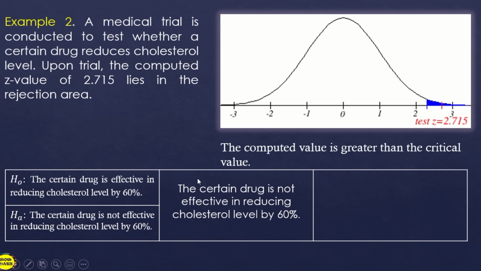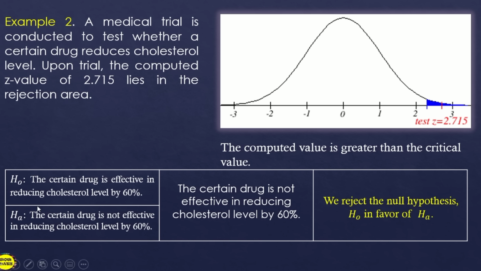Di ba kanina, ang example number 1 natin, yung computed value natin ay less than sa critical value, kaya we fail to reject the null hypothesis. Dito naman, the computed value is greater than the critical value, kaya we reject the null hypothesis.